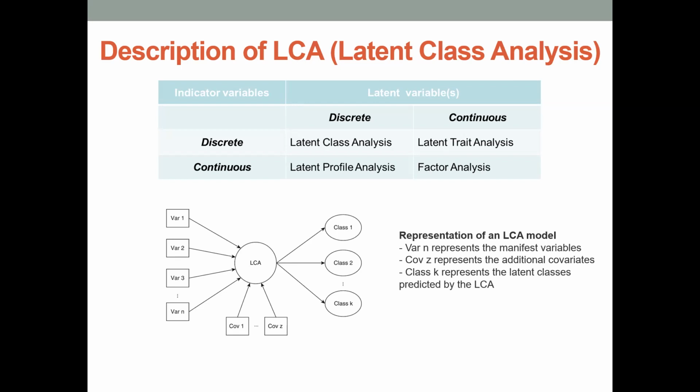We have made a little array, and you can see that our variables are discrete, and the latent groups are also discrete. So you are in the case of latent class analysis. In the picture, you have LCA, and you have all the classes or groups on the right, and you have all the variables on the left. Variables are called manifest variables, and the classes are called the structural model.